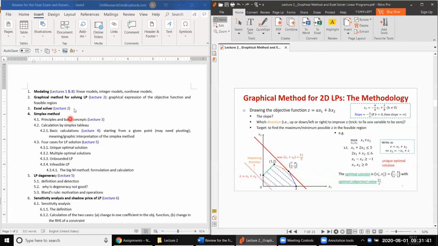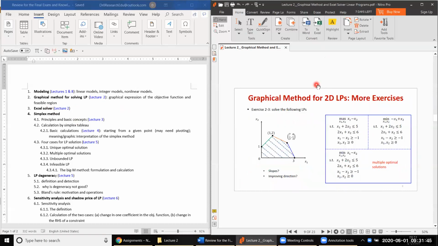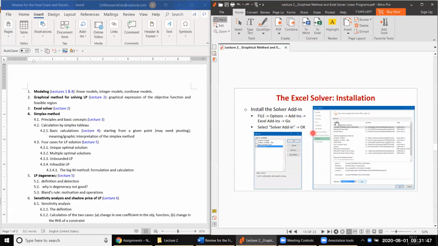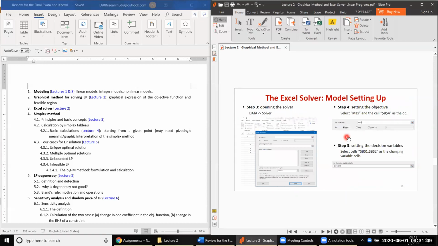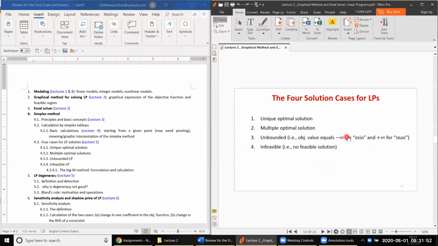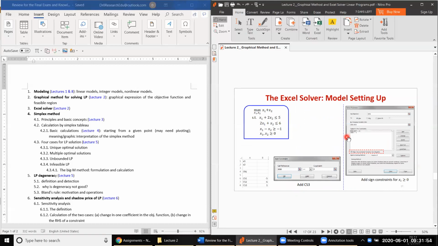And after that, also in lecture 2, we introduced the Excel solver. See here? I believe you have already practiced a lot in examples, so this, I think, is very simple.